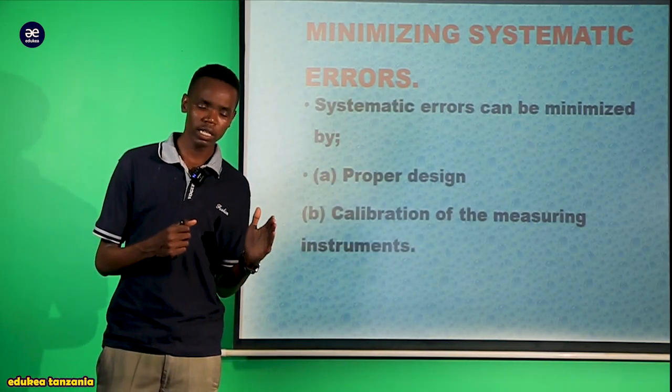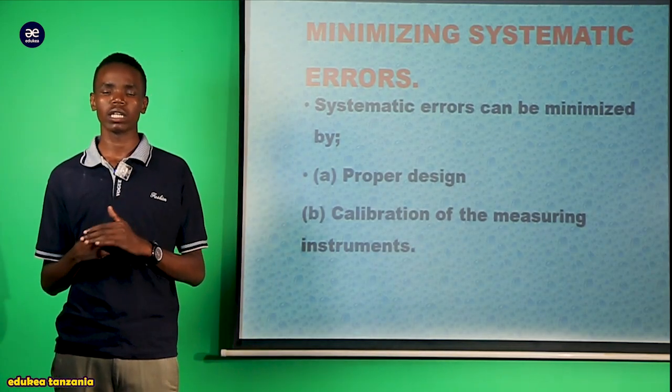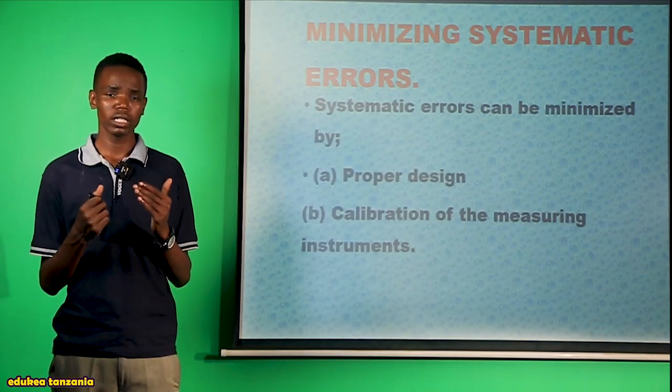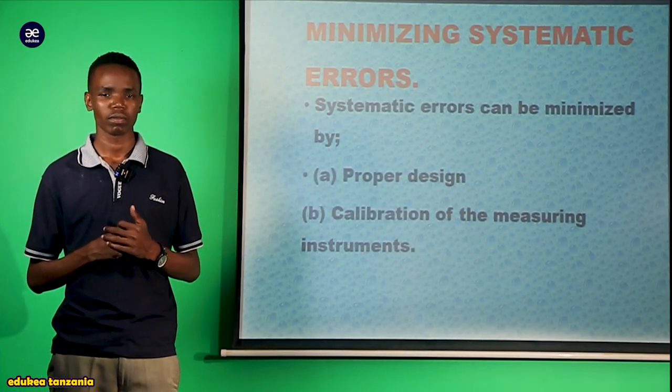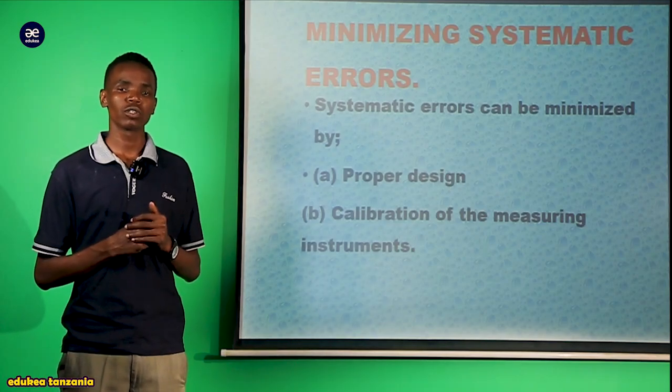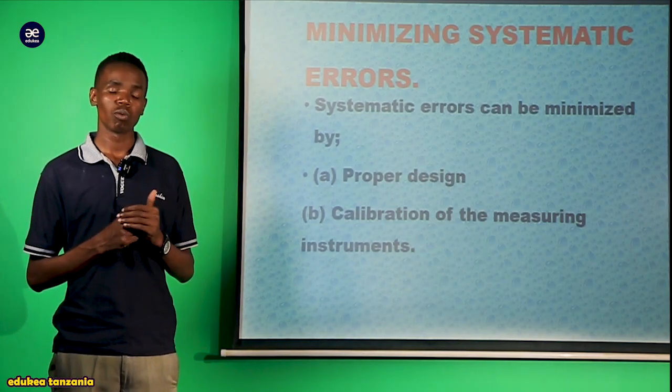So after understanding the causes of the systematic errors, now it is the time to see the ways that we can minimize the systematic errors. Njia ambazo zitaweza kutumika ili kupunguza hizi systematic errors. Errors ambazo zinakuwa zinatokea due to the known causes.